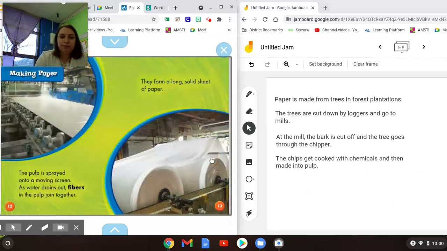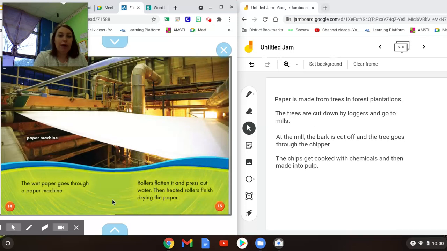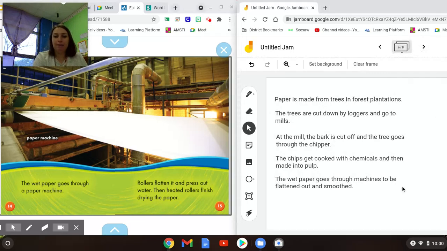Moving on. The pulp is sprayed onto a moving screen. As the water drains out, fibers in the pulp join together. They form a long, solid sheet. The wet paper goes through a paper machine. Rollers flatten it and press out the water. Then the heated rollers finish drying the paper. So a lot happened there. So they make it into pulp. Then the wet paper is going to go through a lot of machines to be flattened out and smoothed.